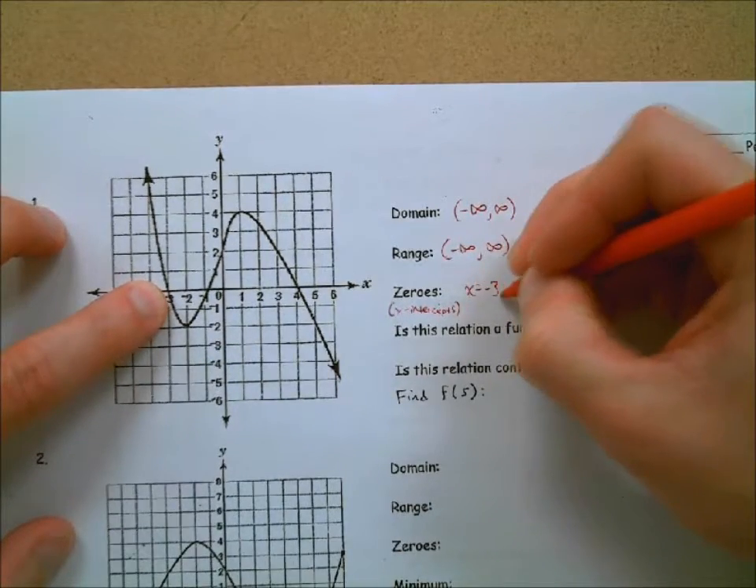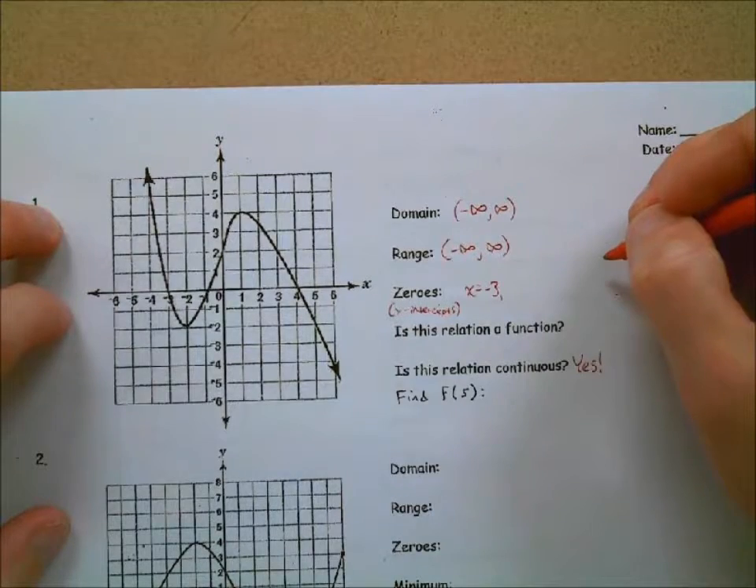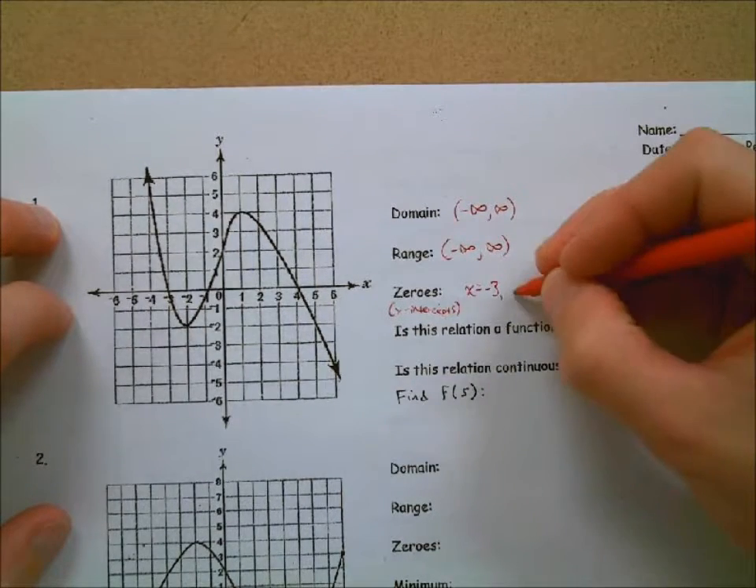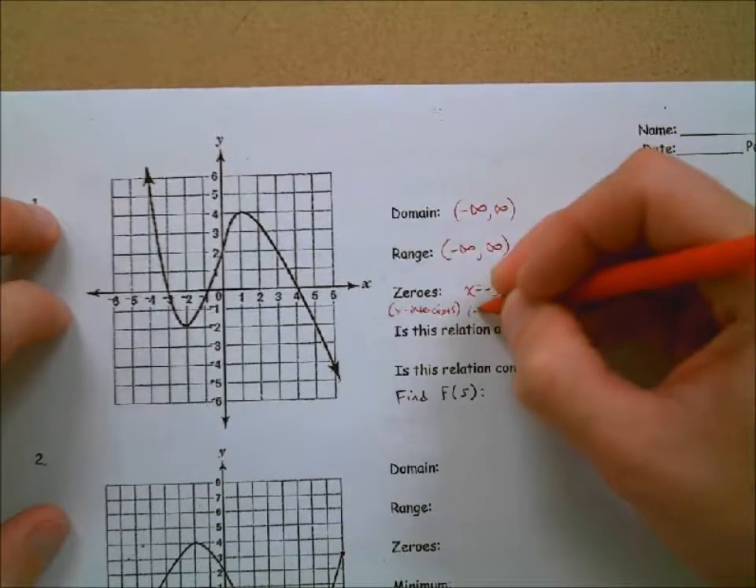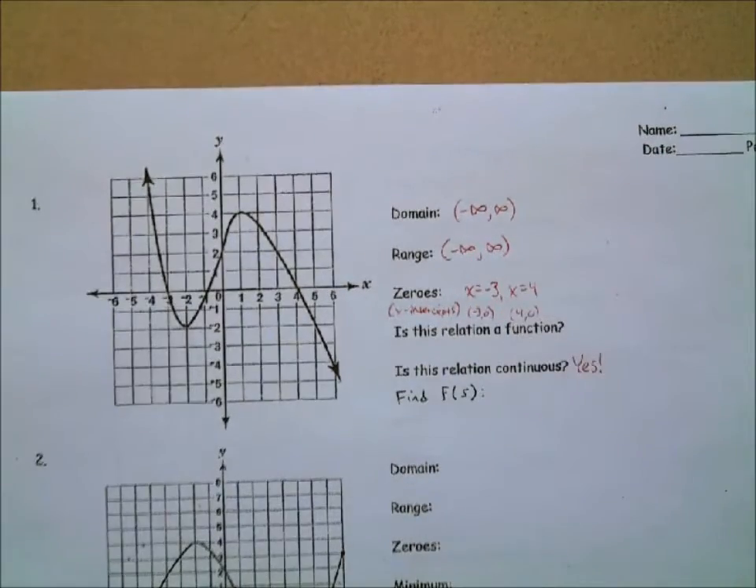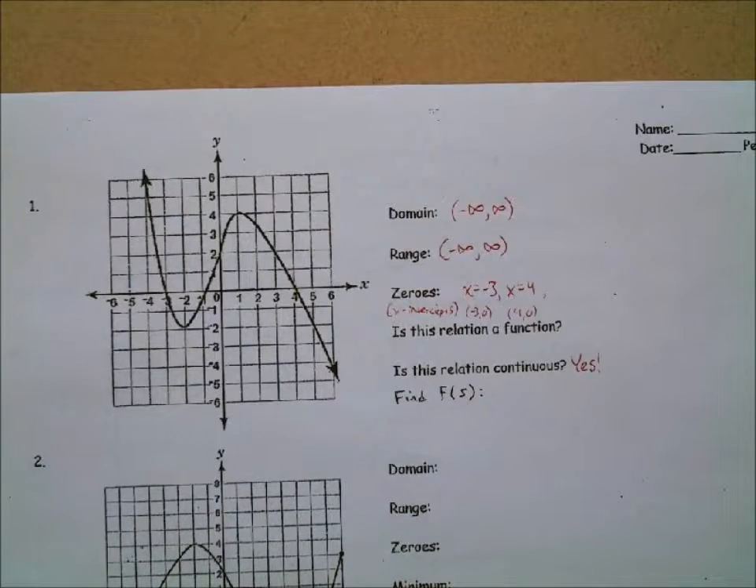All right, Hannah, can you give me another zero, please? 4, 0. Okay, so x equals 4, yes, or you could put the coordinates (4, 0). You could also put (-3, 0). Your choice about how you want to list it. Either just the x coordinate or the x and the y is fine.